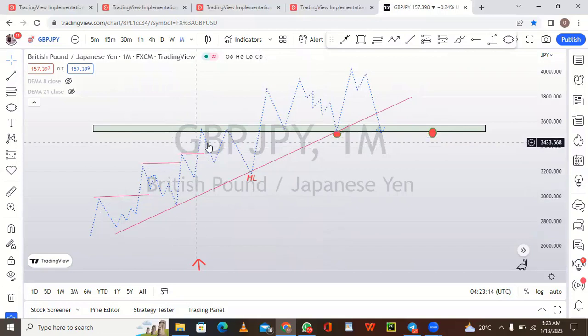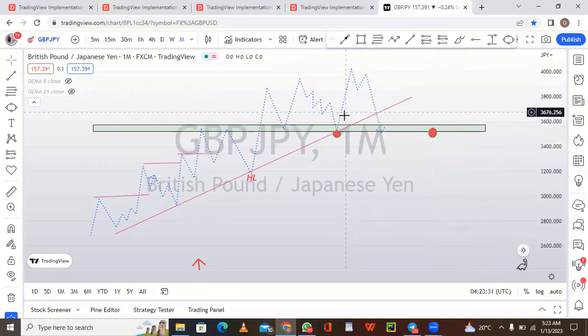Aside from that, there is a zone here, a resistance and support zone, that the market has also been respecting. So this is a complex trading. This is a point of interest. This is a POI where I want to take a buy from.